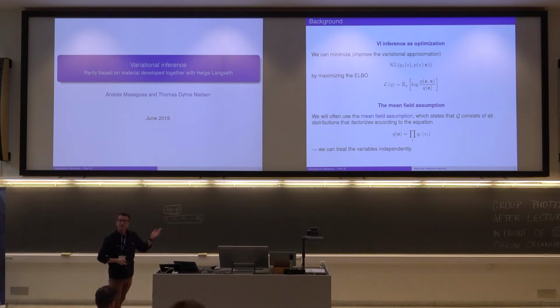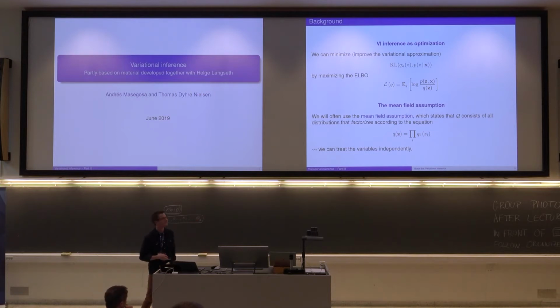We make the standard mean field assumption. We will also deviate slightly from that today, but we'll touch upon that later. Here we simply assume that the variational distribution factorizes over all the latent variables in our model, and we can treat the variables from this perspective independently.